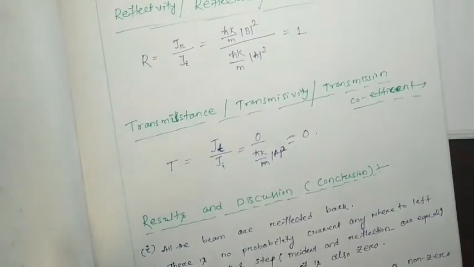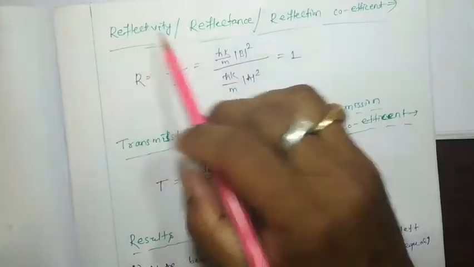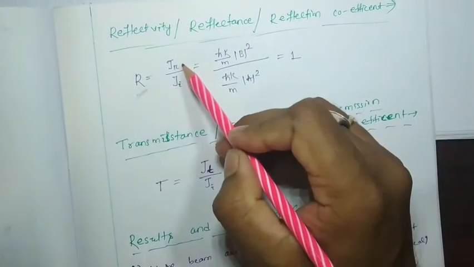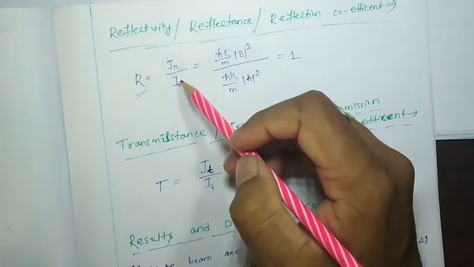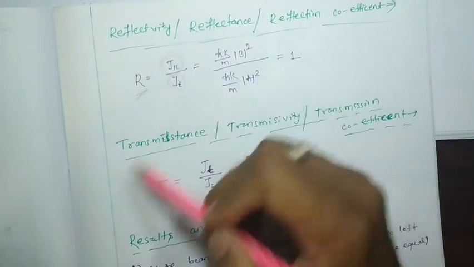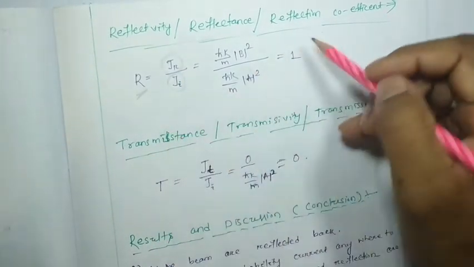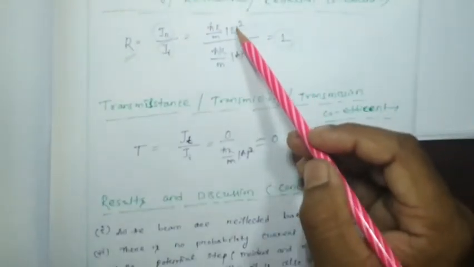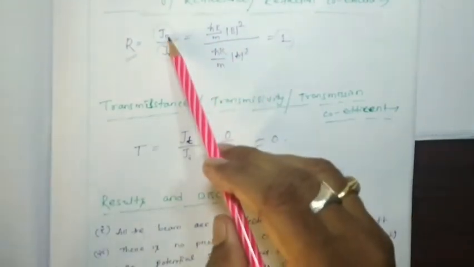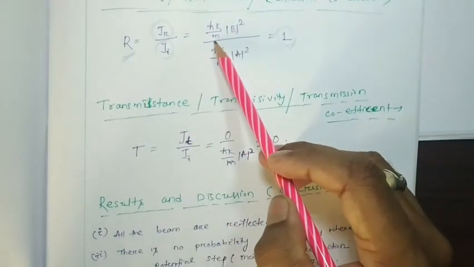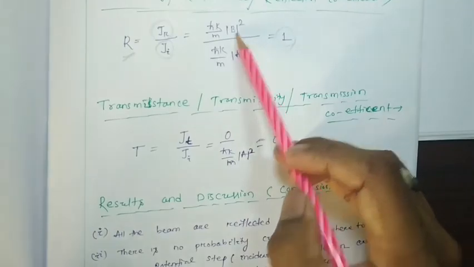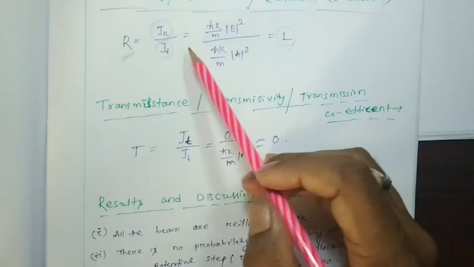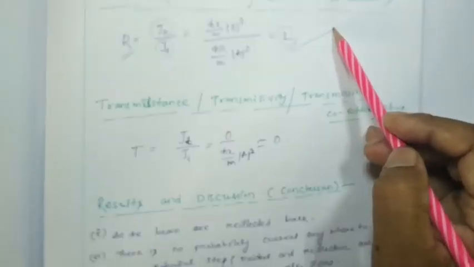Next we have to consider reflectivity or reflectance or reflection coefficient. That is, R is nothing but the reflection current density divided by the incident current density. It will be 1. That is, we found that B mod square equals A mod square, and JR we found as h cross k by m B mod square. JI we found h cross k by m A mod square previously, so R will be equal to 1.